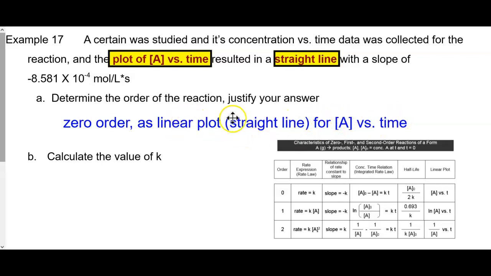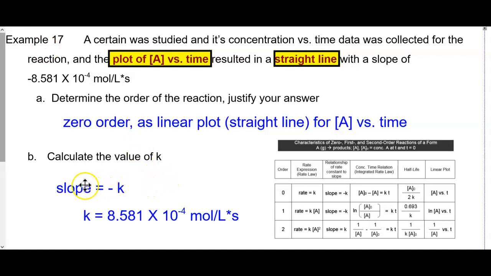I don't care if you use the phrase linear plot or straight line, but I expect that you can tell me that it's zero order or first order or second order based on the type of plot we have that is a straight line. We're going to calculate K. We can do that from the slope, right? We know slope is equal and opposite in sign to K. So if we know the slope, we take the opposite sign of that and we have K. That's what I did here to get K. I knew the slope was this. I took the opposite sign and I got K.